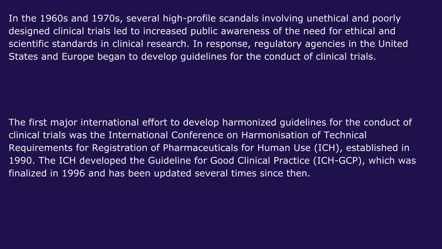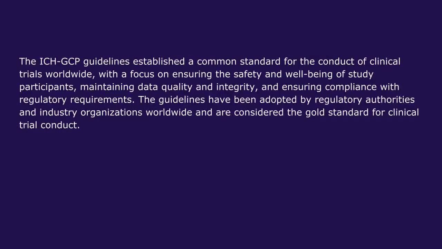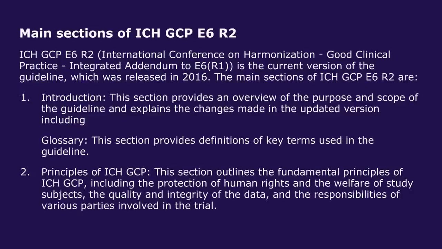The ICH developed the Guideline for Good Clinical Practice, ICH-GCP, which was finalized in 1996 and has been updated several times since then. The ICH-GCP guidelines established a common standard for the conduct of clinical trials worldwide, with a focus on ensuring the safety and well-being of study participants, maintaining data quality and integrity, and ensuring compliance with regulatory requirements. The guidelines have been adopted by regulatory authorities and industry organizations worldwide and are considered the gold standard for clinical trial conduct. Main sections of ICH-GCP E6R2.